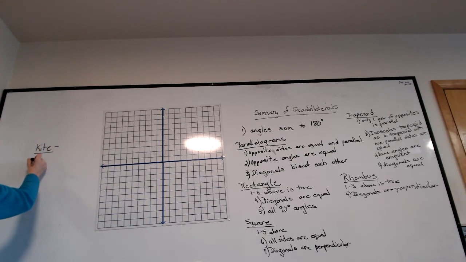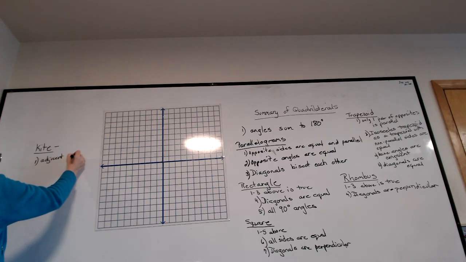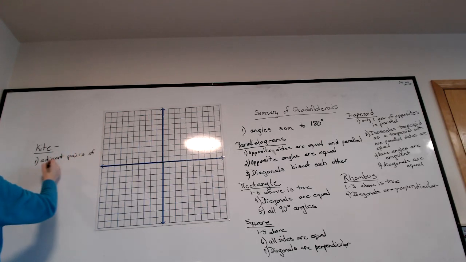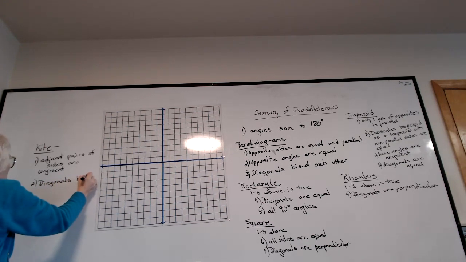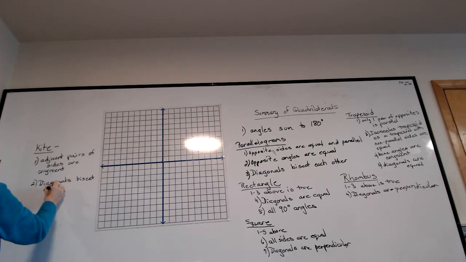Okay, it has 1, the adjacent pair of sides are congruent. Okay. 2, its diagonals bisect each other, and its diagonals are perpendicular.